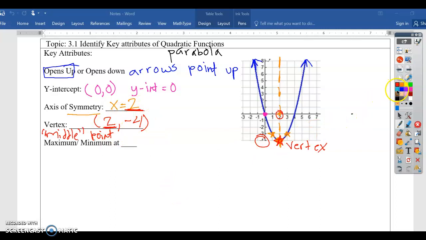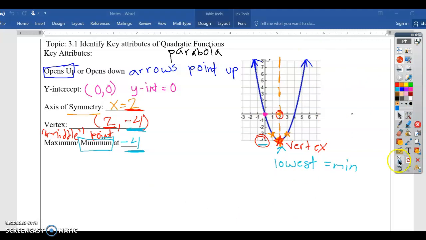Okay? Now we have to know if it's a minimum or a maximum. Okay? This point right here, the vertex, this is the lowest. So that is a minimum. Because that's the bottom of the graph. Okay? What is the minimum point at? And it's at -4. So -4. So the minimum and the y-coordinate of the vertex, those two numbers are always going to be the same. Okay? So hopefully that was easy from a graph.